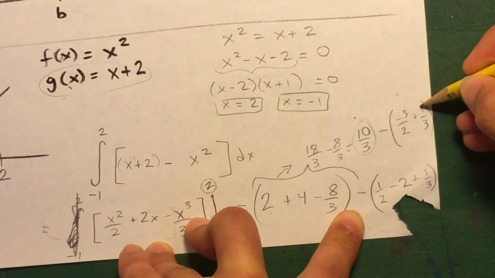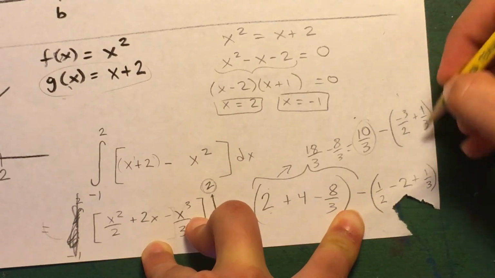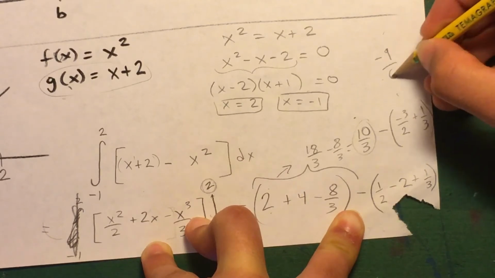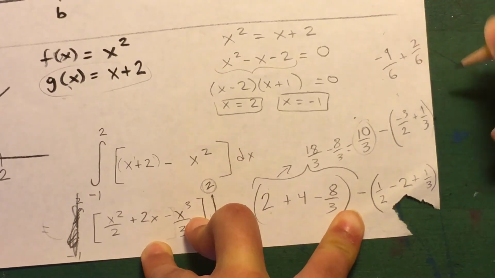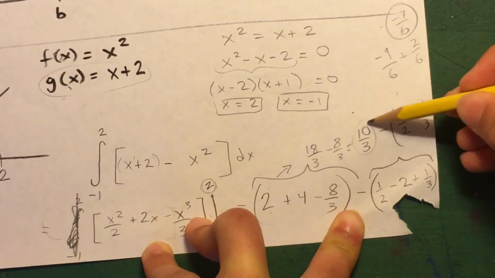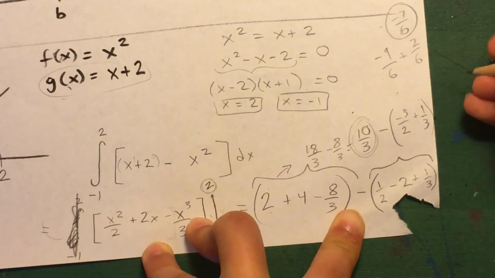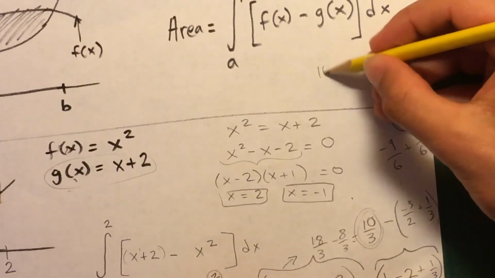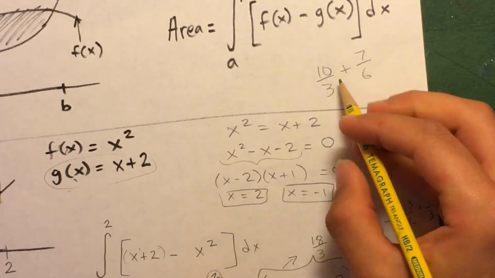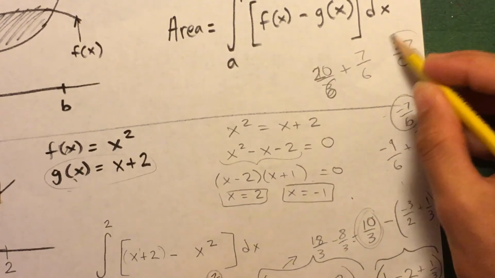Now we get the common denominator, which would be 6. So that would be negative 3 times 3, which is negative 9 over 6, plus 2 over 6. That would be negative 7 over 6. That's what we got from here. And finally, we're going to subtract: 10 over 3 minus negative 7 over 6. That's 10 over 3 plus 7 over 6, because it was minus negative. With a common denominator of 6, this would be a 20. So your final answer would be 27 over 6.